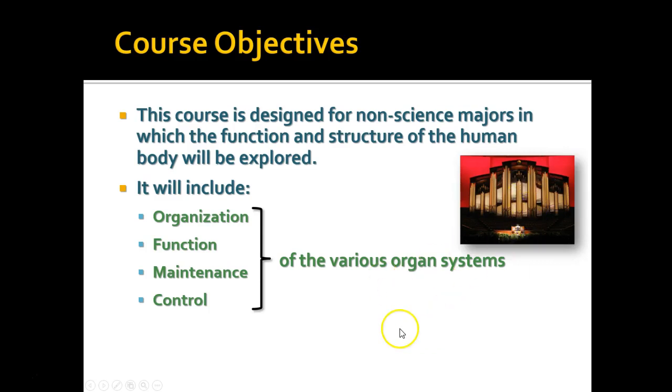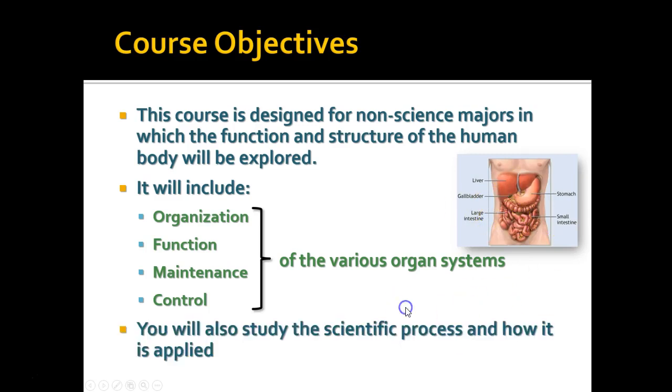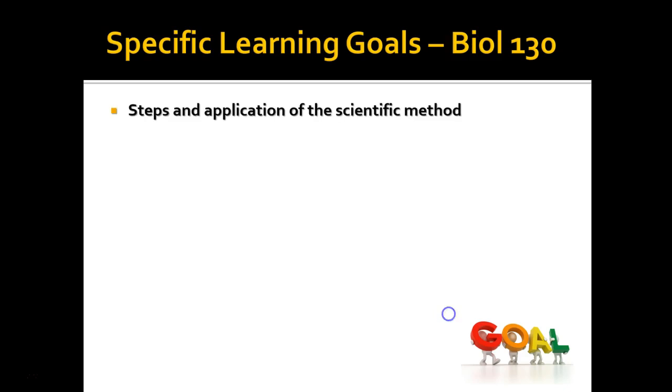Yeah, so that's an organ system right there. Oh, and then this is really the kind of organ that we're going to be looking at. We also talk a little bit about the scientific process and how it is applied. It's a way of thinking that we use in science, and you actually use it in your everyday life when you're problem solving. So there's a little bit of that in this course as well.